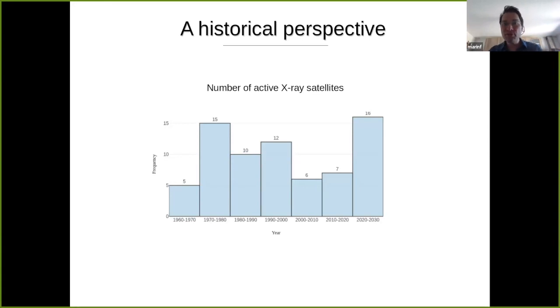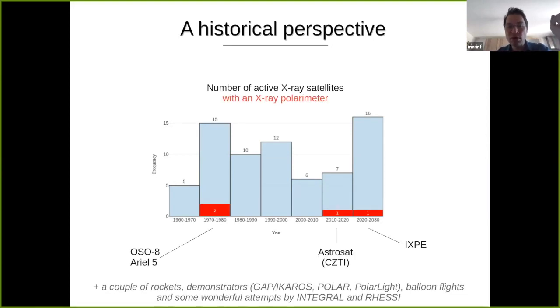So if you look at a historical perspective, just to give you a better idea of how complicated and how empty the field of X-ray polarimetry is, this is the number of X-ray satellites with time, from the beginning of the history of X-ray astronomy with sounding rockets to nowadays, very big telescopes and observatories. And as you can see, over several decades, we have an almost constant number of X-ray satellites. But X-ray satellites with a polarimeter, we got two in the 70s, which only got one measurement of the Crab Nebula, that's all. In the past decade, we got the CZTI instrument on board the Indian AstroSat satellite, which is made for hard gamma rays of GRBs, and basically that's all, with also some very nice attempts to look at the Crab Nebula, but that's it. And this decade, two years ago, we launched the IXPE satellite.